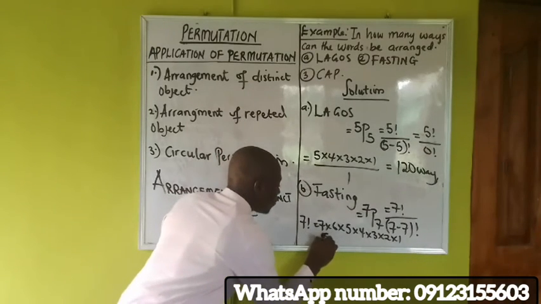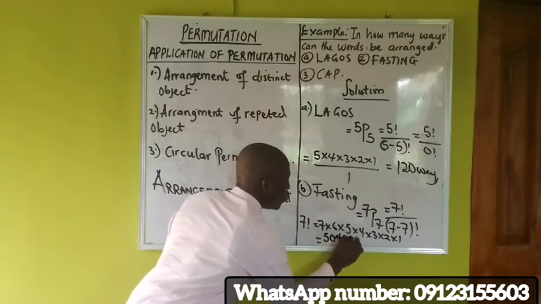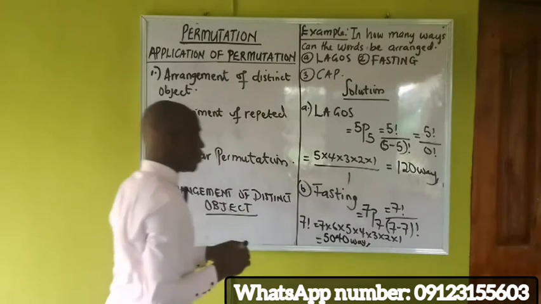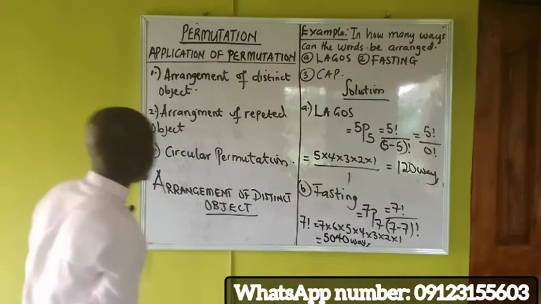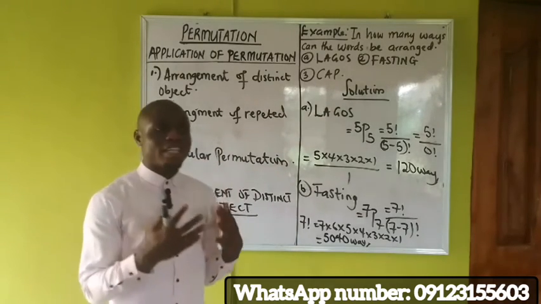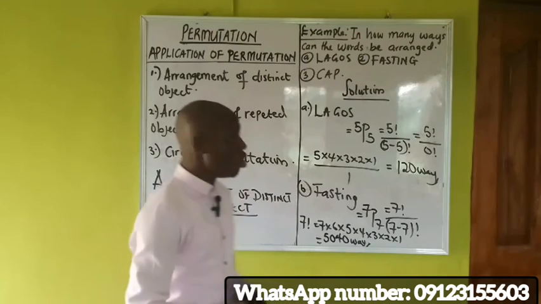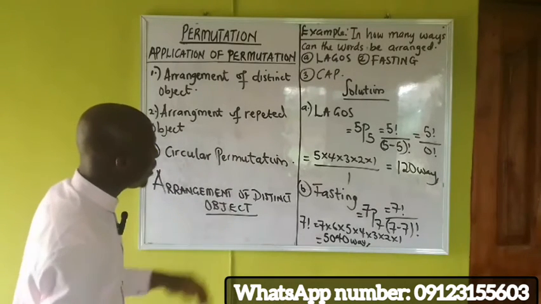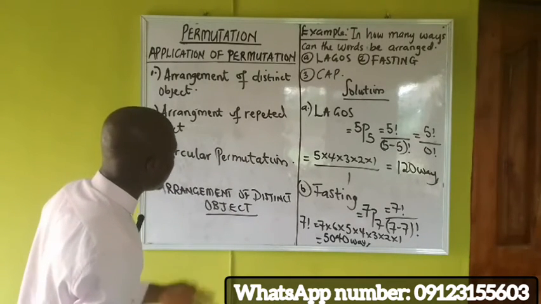5040 ways. That's for 7 factorial. Let's do 6. So, okay, I said you should do 3 for me. After doing 3, put your answer in the comments below. Alright, let's take one more example. And okay, let's move to the second concept.